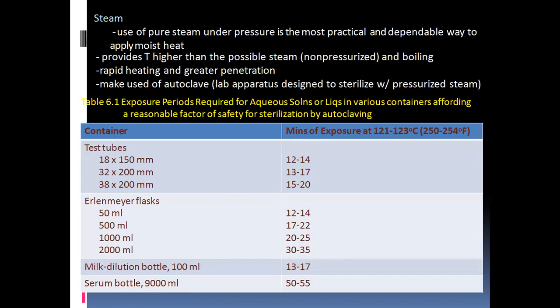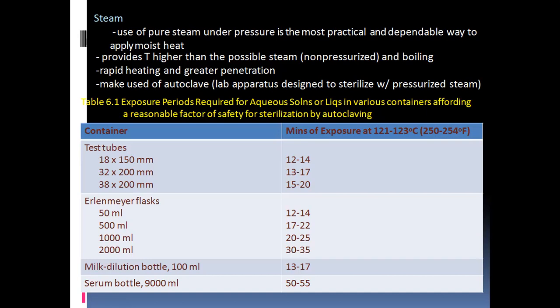Steam is another means which is used to kill microorganisms. Use of pure steam under high pressure is the most practical and dependable way to apply moist heat. It provides a temperature higher than is possible with non-pressurized steam and boiling. Rapid heat and greater penetration are there in the case of steam. It makes use of an autoclave. Autoclave is its best example, which is a very popular lab instrument.